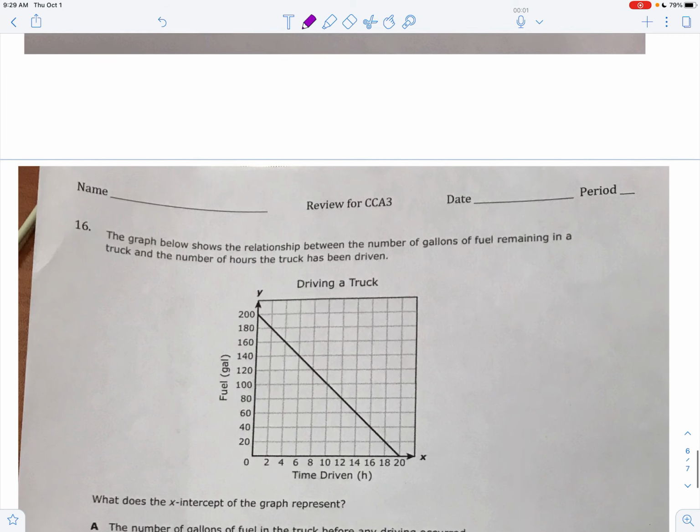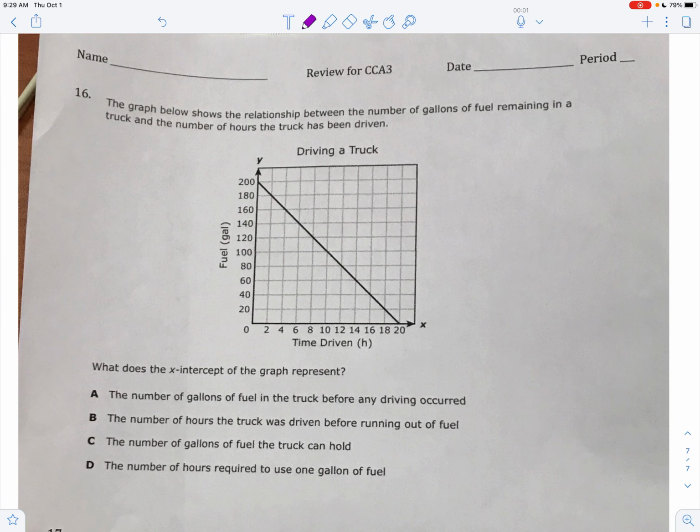So, that's that answer. Number 16, the graph below shows the relationship between the number of gallons of fuel remaining in a truck and the number of hours the truck is driven. Now, we know the more miles we drive, the less fuel in the tank, right? So that's what this graph is representing. It says, what does the x-intercept of the graph represent? Well, first off, here's the x-axis, and the x-intercept appears to be right here at 20. Well, what's the fuel in the tank after 20 hours? It's right here on the line, so it's 0. That means after 20 hours of driving, the truck will have no more fuel left in the tank.